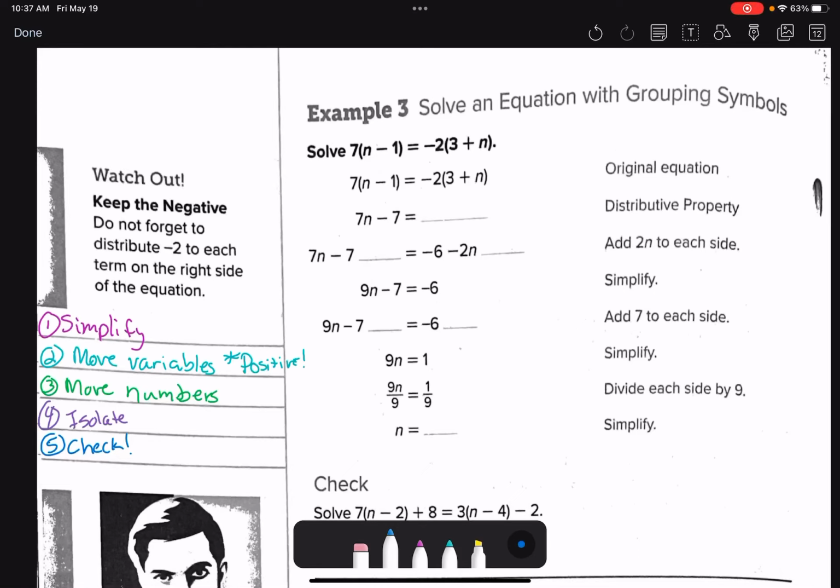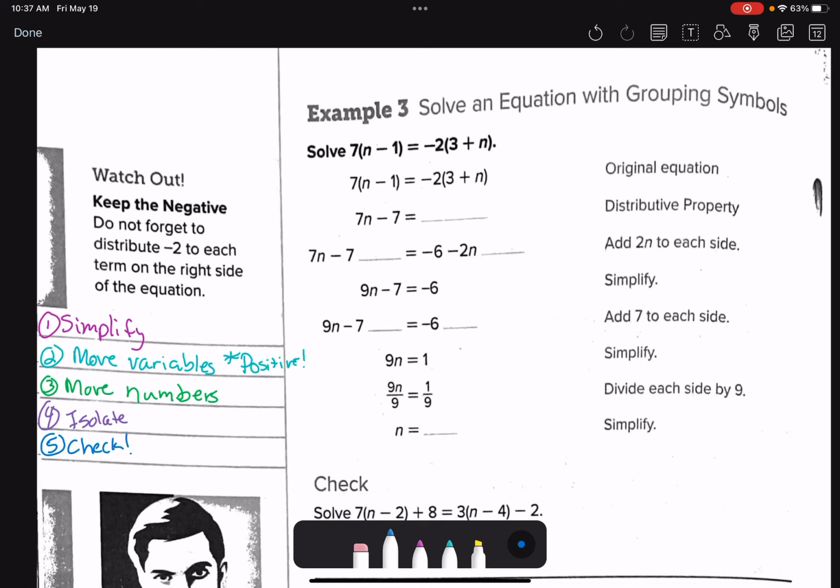In this video, I'm going to be working on 2.4 example 3. On the left side, I have that set of checklists that you guys should have written on somewhere else in your book. If not, feel free to write it down again, but I am going to be referencing that. All right, so step number 1, let's solve this.